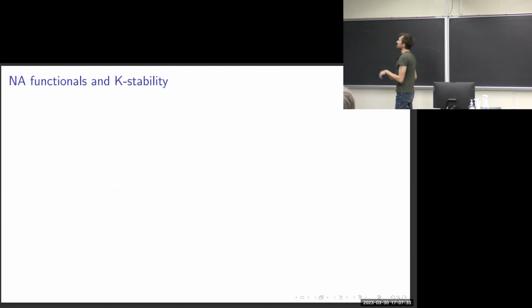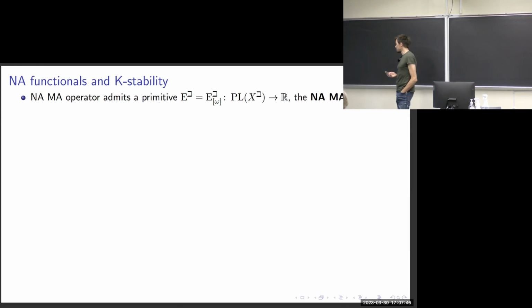Okay, now we will define the non-Archimedean analog of the functionals we saw in the Kähler case, and define K-stability in a way that is reminiscent of coercivity of the K-energy functional. So first of all, we've seen this non-Archimedean Monge-Ampère operator just before. And just as in the complex case, it admits a primitive. There's a functional on PL functions such that when you compute directional derivatives, you are integrating against the Monge-Ampère measure. That we call the non-Archimedean Monge-Ampère energy.